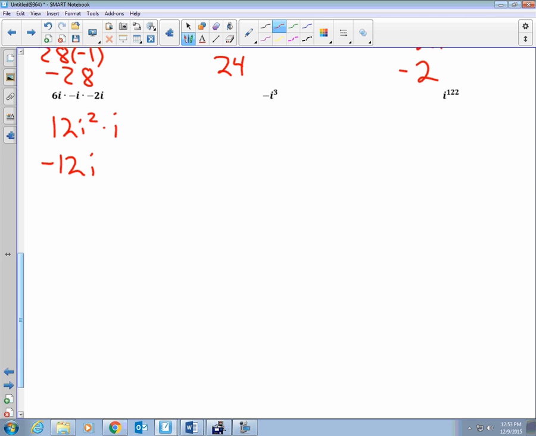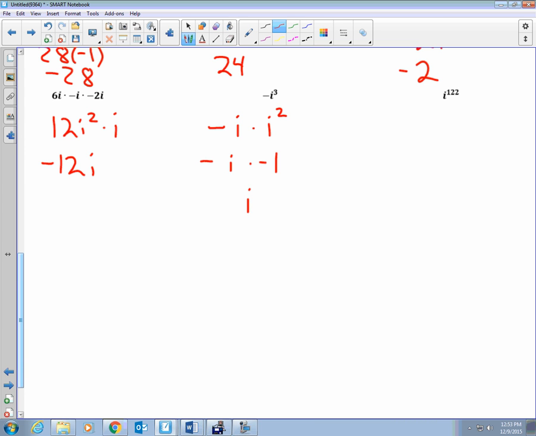Negative i to the third. Would you agree that that would be like negative i times i squared? Same thing, right? What's i squared? That's negative i times negative 1, which is i.